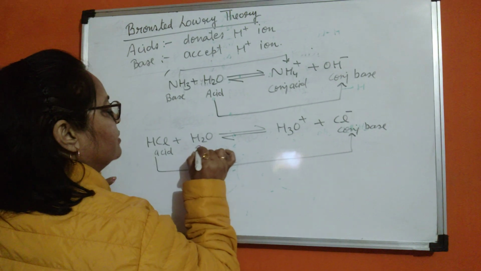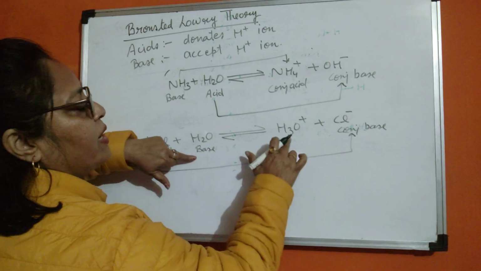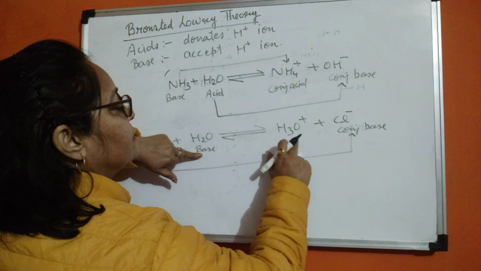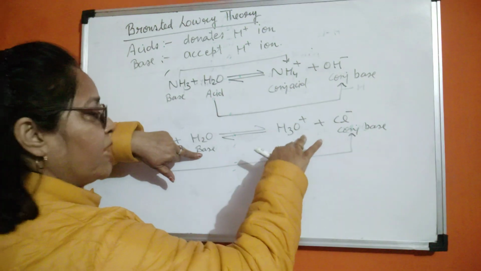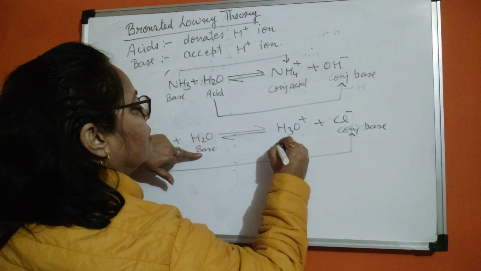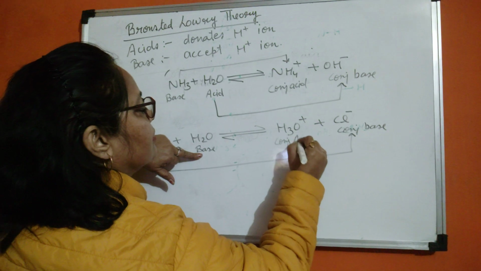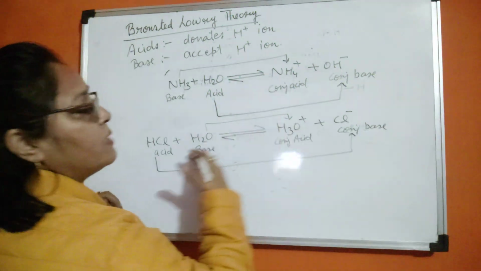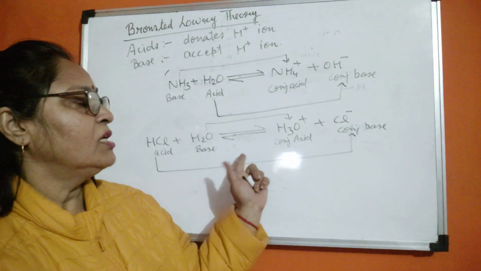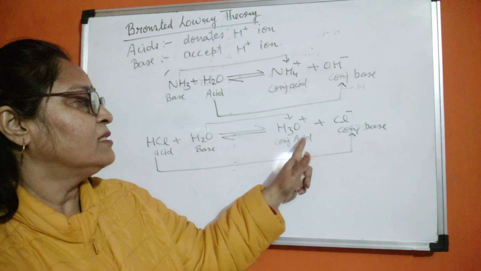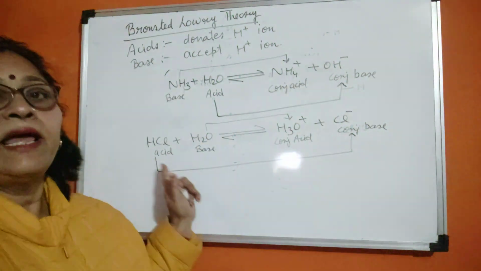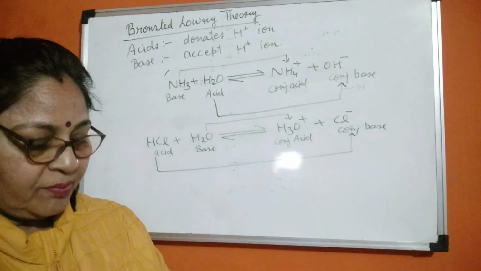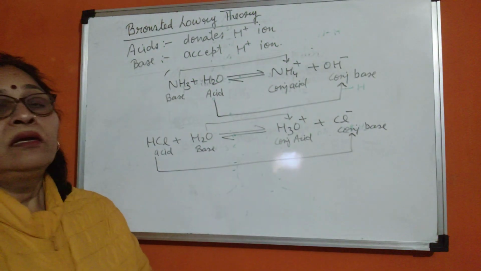It acts as a base because it accepts one H plus and is converted into H3O positive. So this is a base, and after accepting one H plus, this is called the conjugate acid. Why conjugate acid? Now you know that for a reversible reaction, these conjugate base and acid combine together to form these acid and base pairs. So this is our conjugate acid-base theory, right?